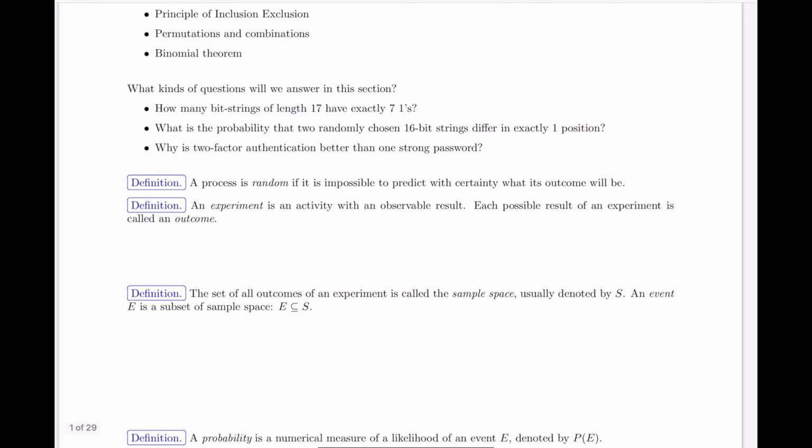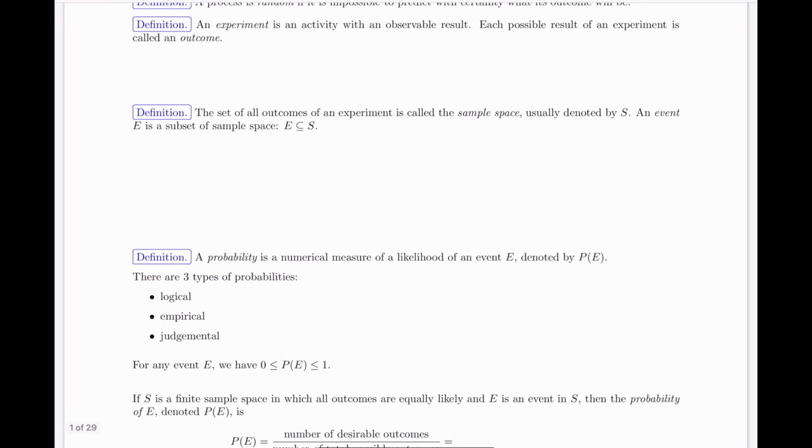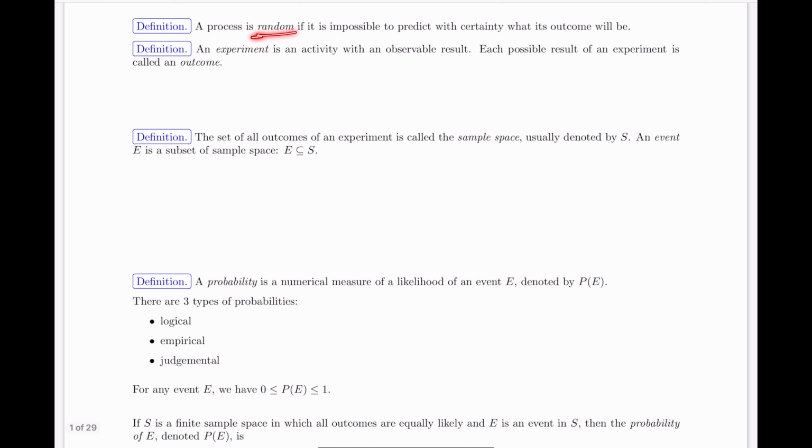So first up, what is a random process? A process is random if it is impossible to predict with any kind of certainty what the outcome will be. Some examples here will be a coin toss. We have no idea if we toss a coin whether it's going to be heads or tails. It's going to be a random outcome. Or, for example, rolling of a die. Now, this assumes that neither the coin nor the die is actually unfair, right? So we truly have no idea what is actually going to happen.